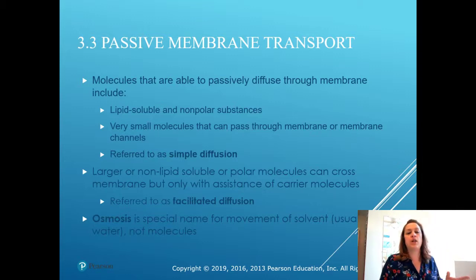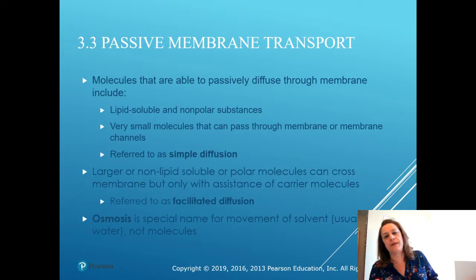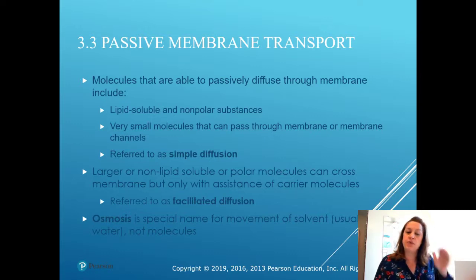So when we have molecules or substances that passively diffuse through the membrane, usually they're going to be lipid soluble, fat soluble, and nonpolar, or very small. So small, nonpolar, and non-charged. That's going to be simple diffusion. An example is oxygen or carbon dioxide moves by simple diffusion.